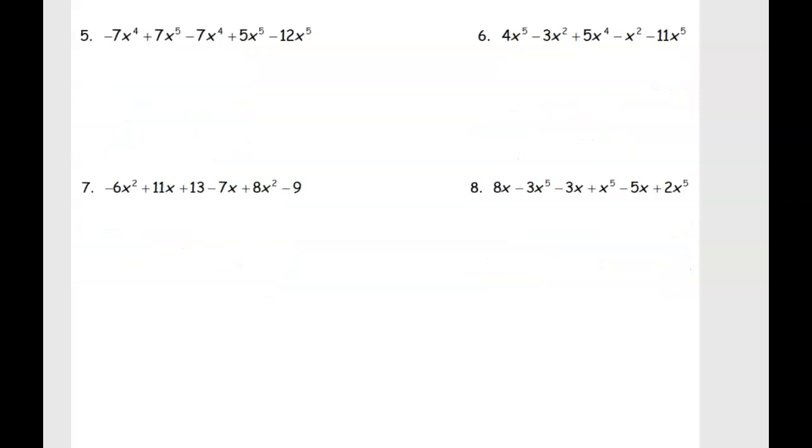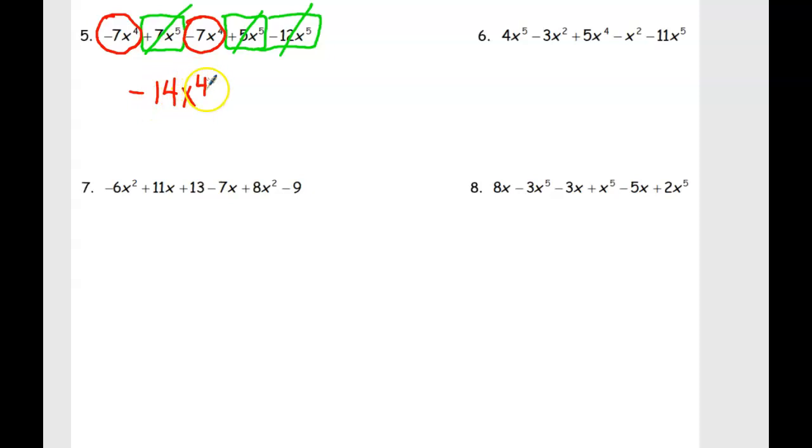All right, so now let's look at number 5. Number 5, I'm going to combine, I've got 7x to the 5th, I've got 5x to the 5th, and I've got negative 12x to the 5th. Okay, so when I do that, I've got 7 plus 5 is 12, 12 minus 12 is 0. Well, if your coefficient is 0, that simply means they cancel out. All right, so now let's look at our x to the fourth. I've got negative 7x to the fourth minus 7x to the fourth. Negative 7 minus 7 is negative 14x to the fourth, so that would be my answer.